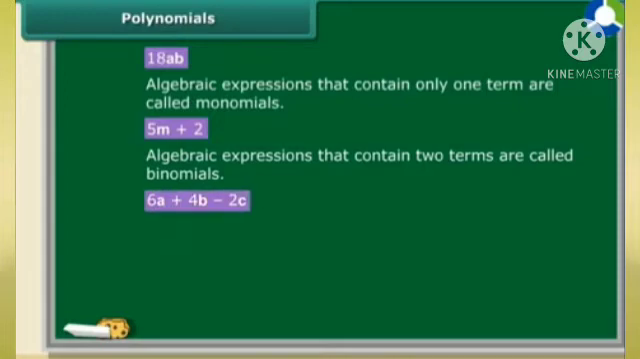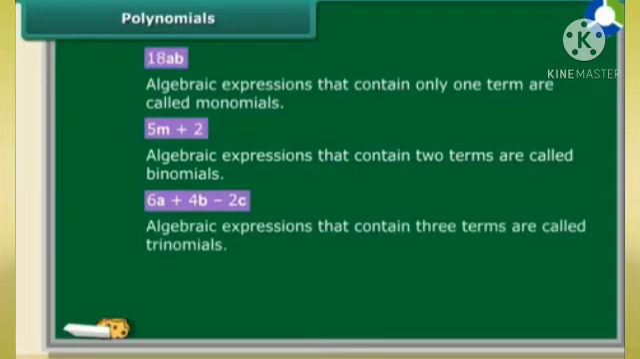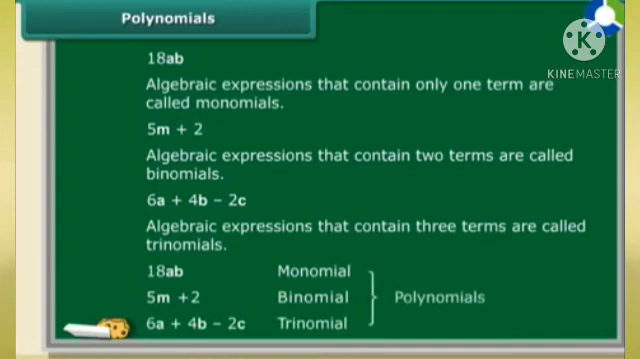The expression 6a plus 4b minus 2c is not a binomial because it has 3 terms, right? So this type of algebraic expression is called a trinomial. Remember, all algebraic expressions that have one or more than one terms are called polynomials. Therefore, monomials, binomials and trinomials are all polynomials.